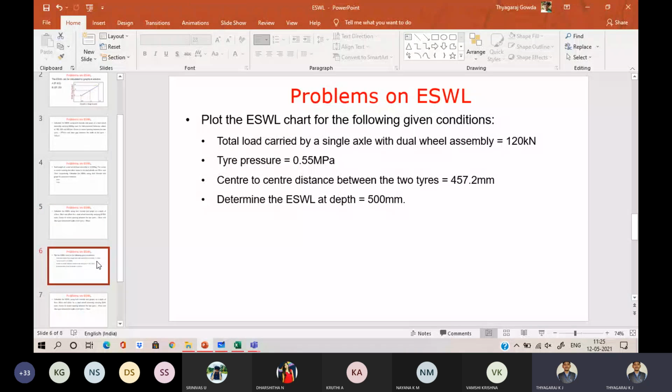Then the next problem. So plot the ESWL chart for the following condition. Total load carried by single wheel load.